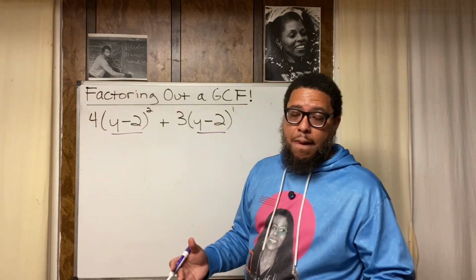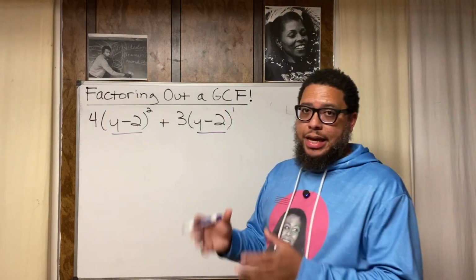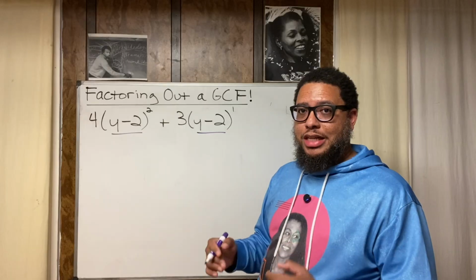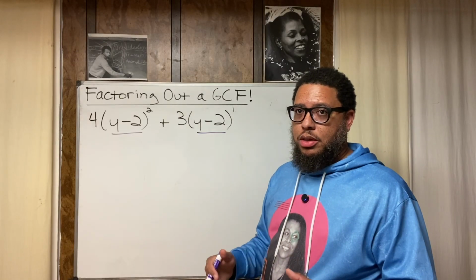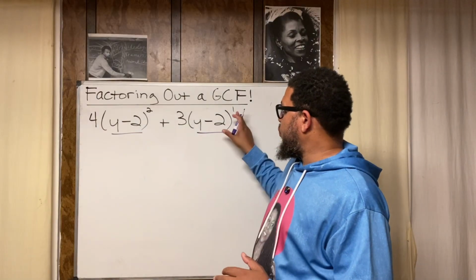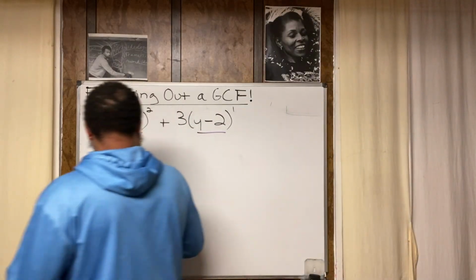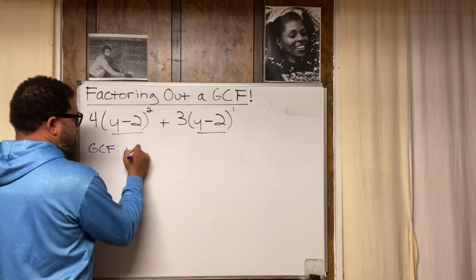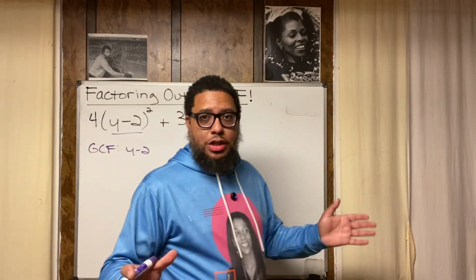When we have an expression that's the same, the GCF consists of the expression that has the smaller exponent. The smaller exponent, right? So this 1 is less than 2. That means our GCF is going to be y minus 2 to the first power, which is also just y minus 2. That's our GCF.